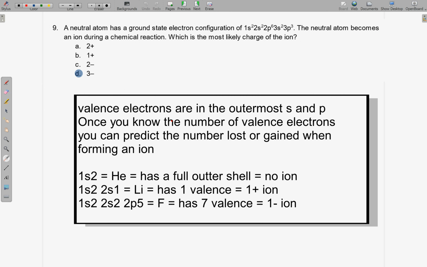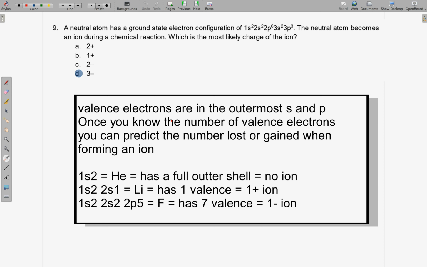A neutral atom has a ground state electron configuration of 1s2, 2s2, 2p6, 3s2, 3p3. The neutral atom becomes an ion during a chemical reaction. What is most likely the charge of the ion?